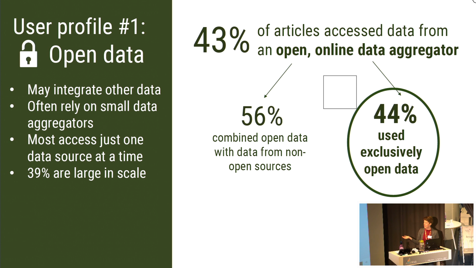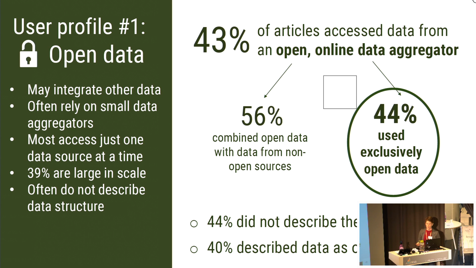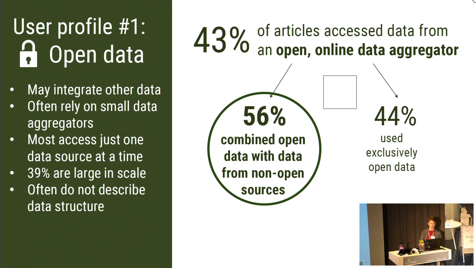Looking briefly at this subset that exclusively used open data, we see that just under half didn't report any structure on the data. In some cases, that may be because they didn't have or didn't know how to access that information. The bulk of the rest described the data as opportunistic.